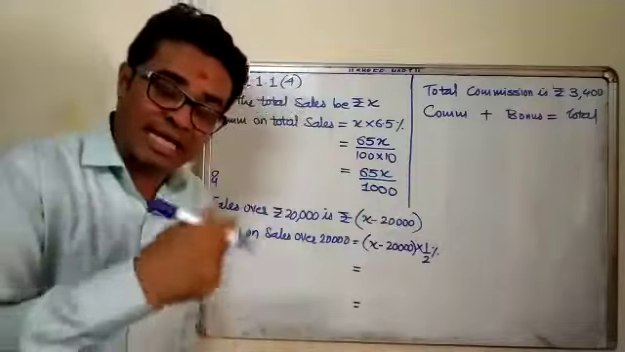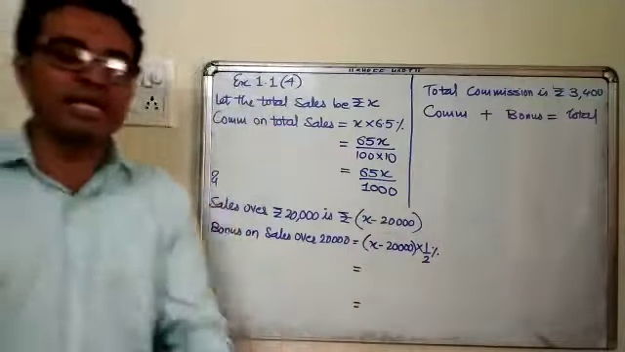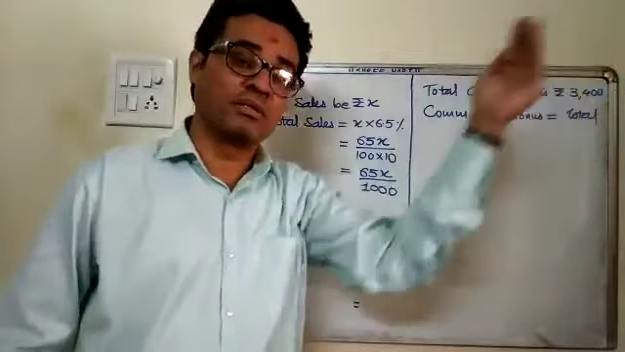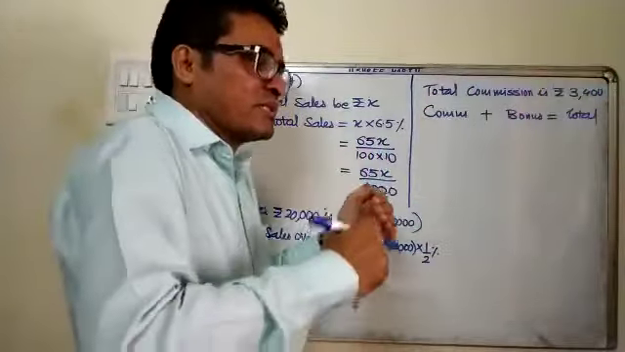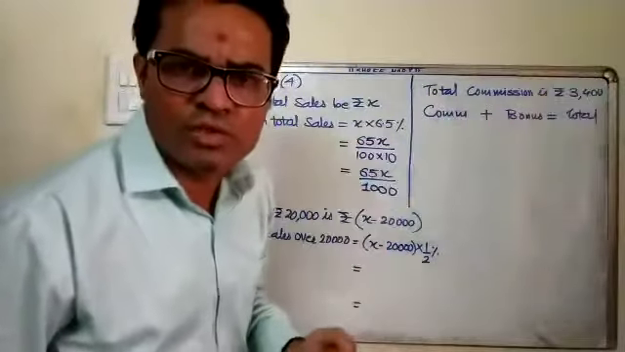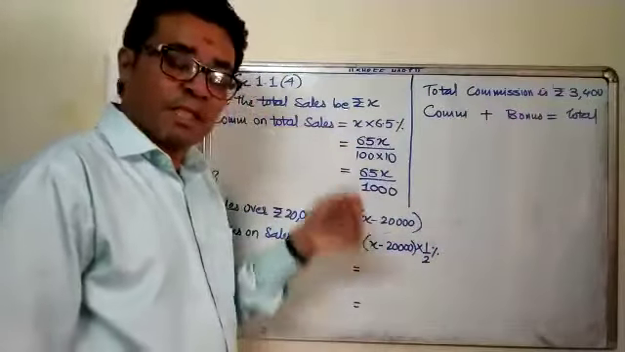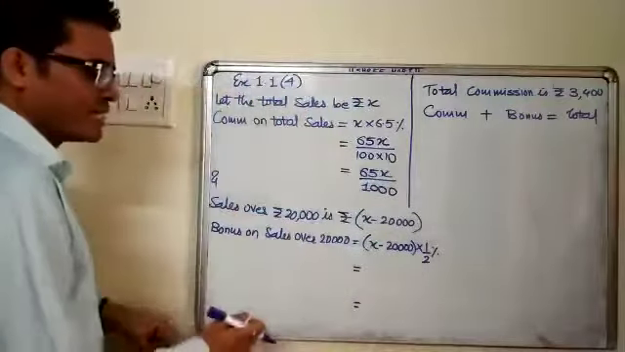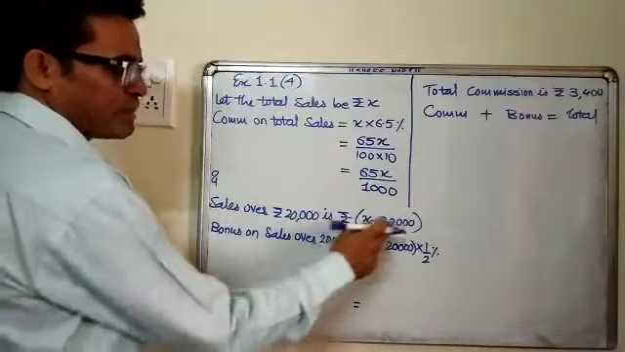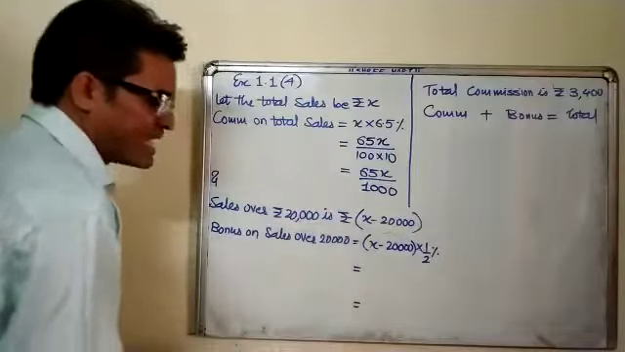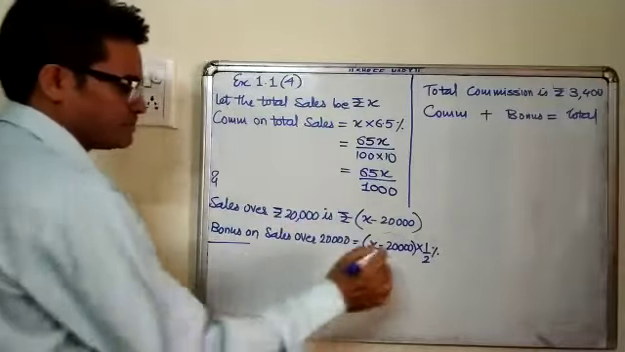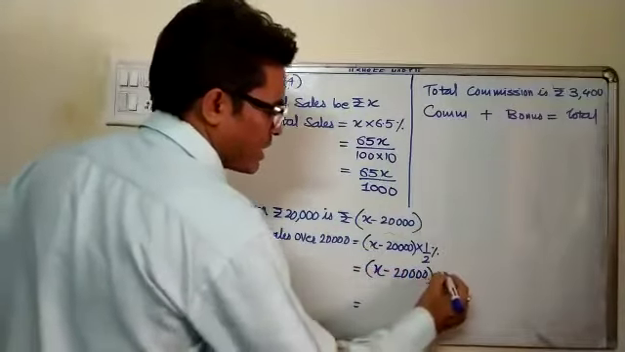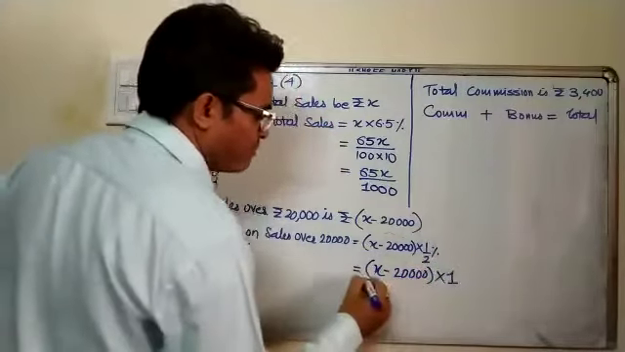Okay. Second is bonus. She is getting bonus on sales over 20,000. Means 20,000 से जितना ज्यादा सेल होगा. How much total sales? X. X minus 20,000 is the sales over 20,000. She is getting half percent bonus. X minus 20,000 into half percent.